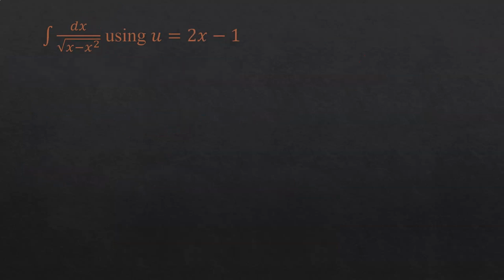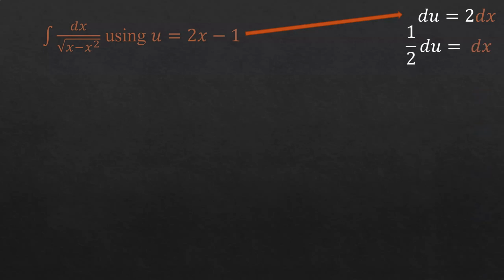Now we are going to do the same problem, but in this case we will let u be 2x minus 1. Now if u is 2x minus 1, du would be 2 dx. So dx is 1/2 du. That's good because we found out what this is, right? And again, let's go and find out what the denominator is so that we can fully substitute.